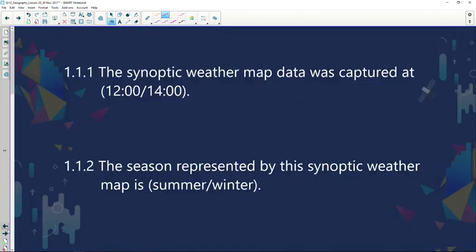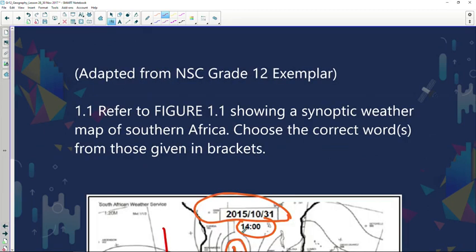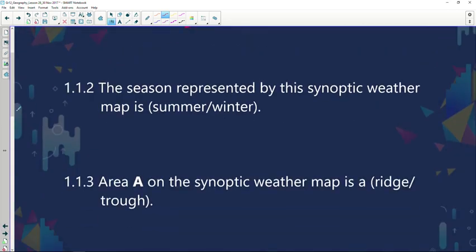The synoptic weather map data was captured at what time? Now we looked at that: 1400 hours, 2 o'clock in the afternoon. The answer is right there in front of you. If you look at the next question, the season represented by this synoptic weather map: if you look at the date, it represents the 10th, so it's definitely going to be summer.